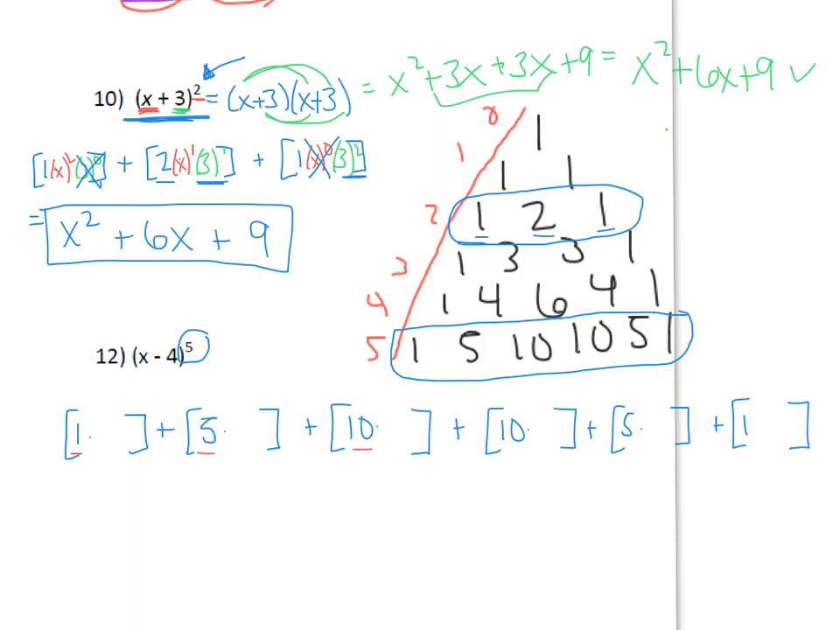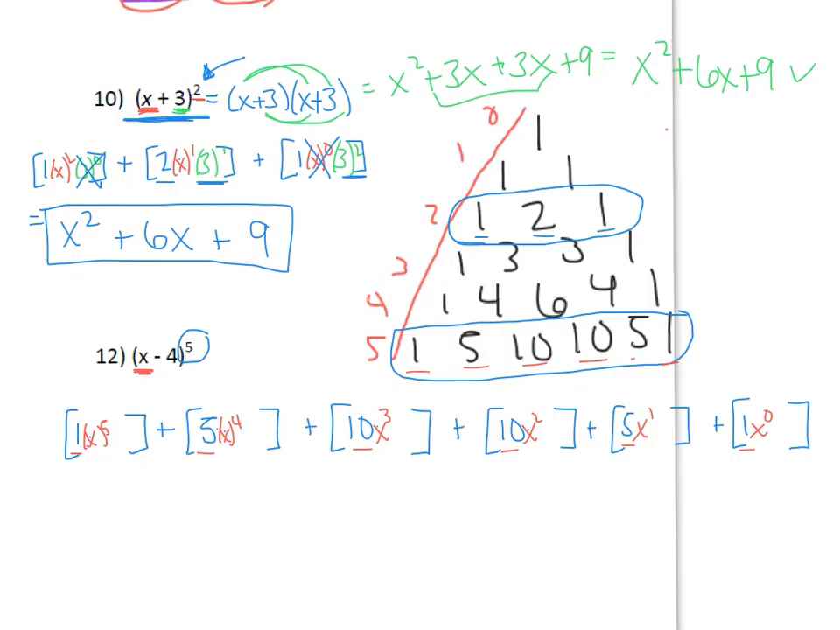1, 5, 10, 10, 5, 1. All right, now I'm going to take my first term, x, and I'm going to go in descending order starting at 5. So I'm going to go x to the 5th, x to the 4th, x to the 3rd, x to the 2nd, x to the 1st, x to the 0.